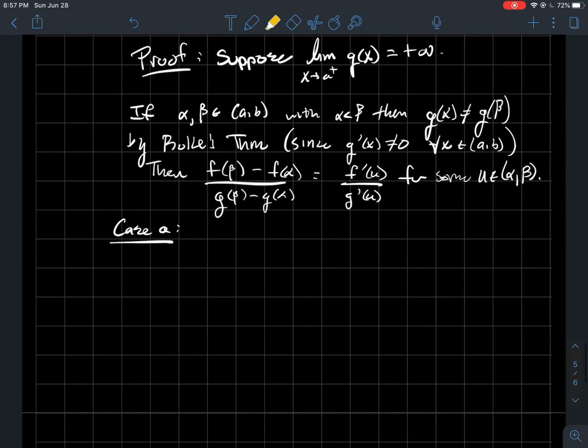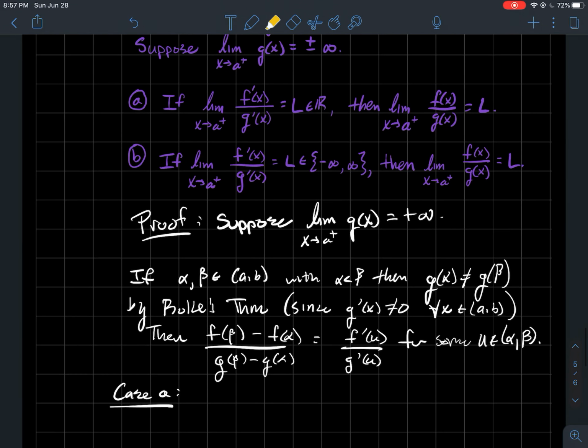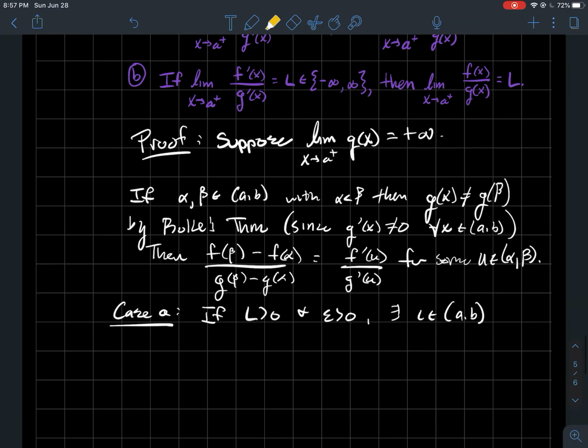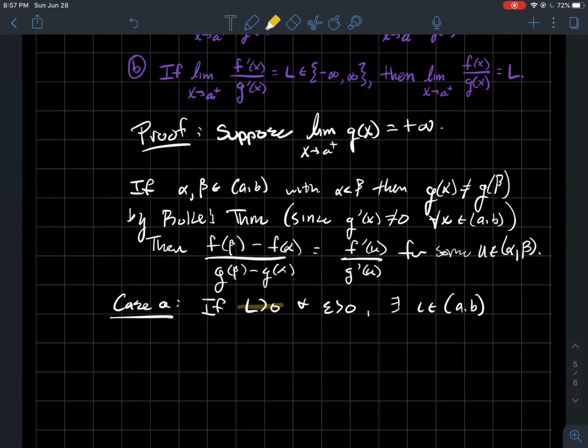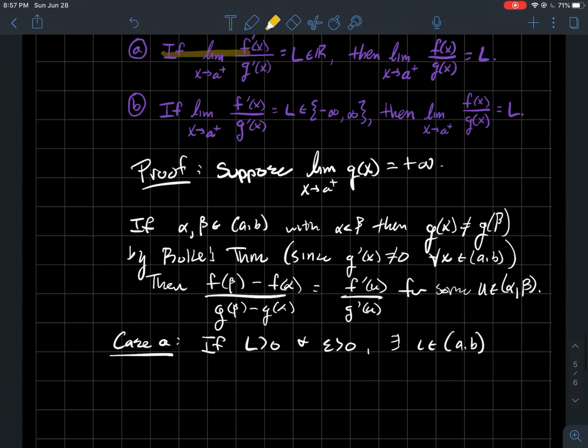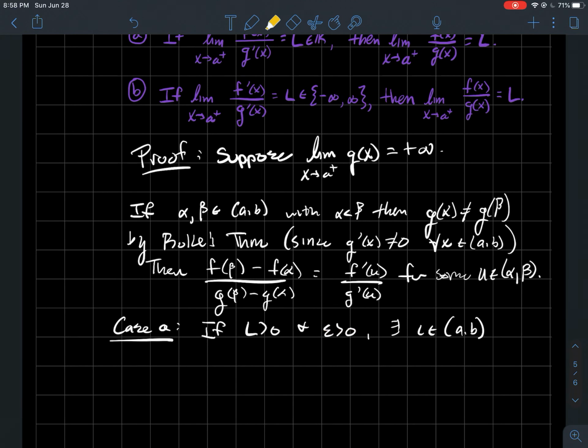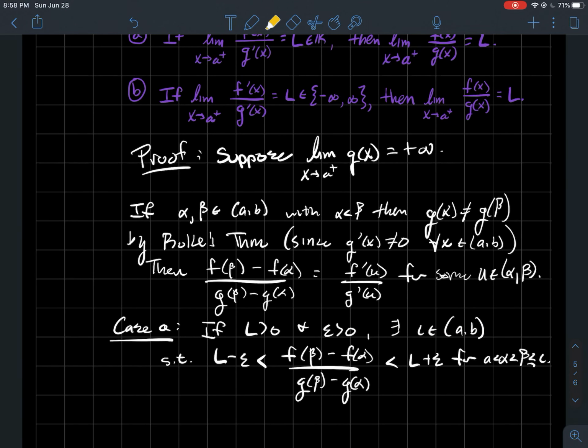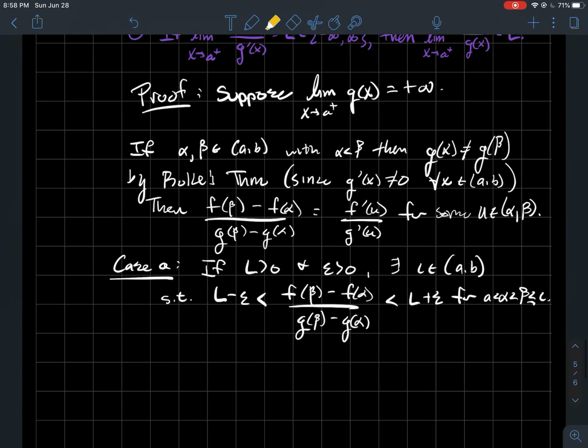So now let's get into our cases. We're going to try to prove case A. We get to assume that the limit of the quotient of the derivatives is this number L, and let's suppose L is greater than 0. Let's think about what it means to have this in our hand as a tool. For epsilon bigger than 0, we should be able to find some number c between a and b such that this difference is between L minus epsilon and L plus epsilon.